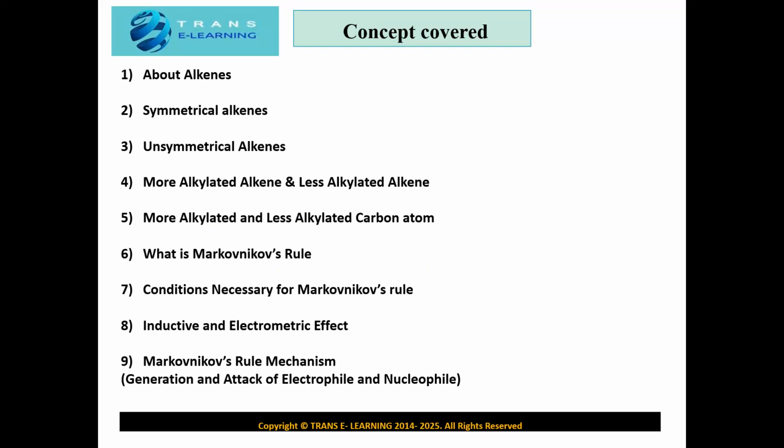We should know about alkenes, about symmetrical alkenes and unsymmetrical alkenes, about more alkylated alkenes and less alkylated alkenes, more alkylated and less alkylated carbon atoms, then what is Markovnikov's rule, and then the conditions necessary for Markovnikov's rule, and then how inductive and electromeric effects are used in Markovnikov's rule. Then the Markovnikov's rule mechanism, that means the generation and attack of the electrophile and the nucleophile.